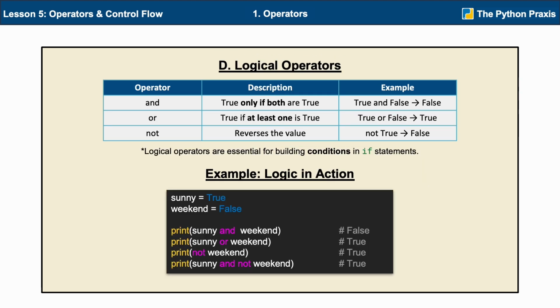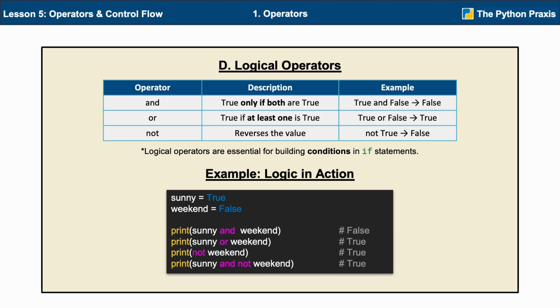Now, what if you want to check more than one condition at the same time? That is where logical operators come in. We've got 3 logical operators. The AND operator returns true only if both conditions are true. For example, if we have a condition A or a Boolean that is true and another condition B that is false, then the AND operator will return false. Only when both are true, the AND operator will return true.